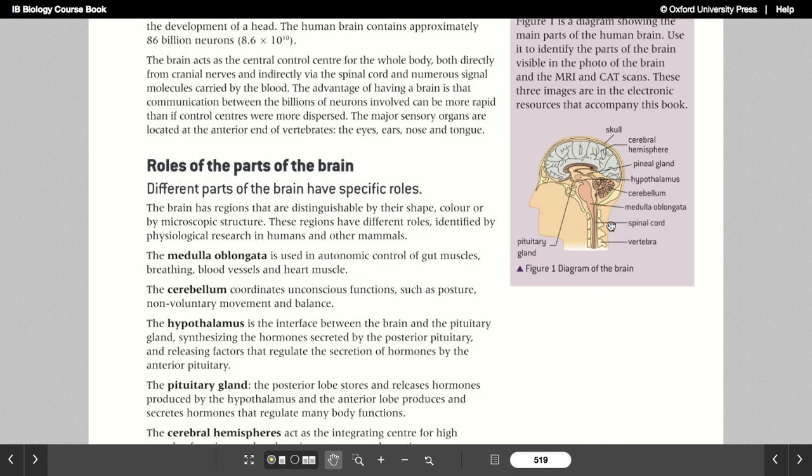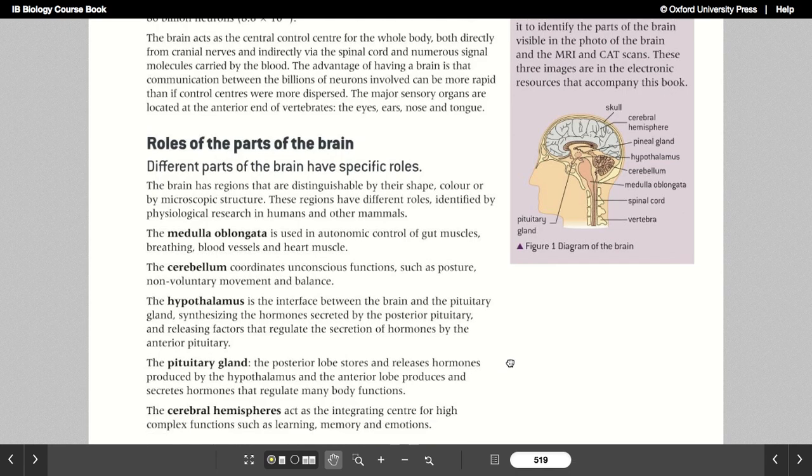And then we go down into the spinal cord, and like we said, the spinal cord is protected by the vertebrae. The vertebrae come from the notochord, and the spinal cord comes from the neural tube. And then we've got the pituitary gland. The pituitary gland makes a lot of our hormones. It makes ADH, it makes oxytocin, it'll make FSH and LH. So all really important hormones that we should know.